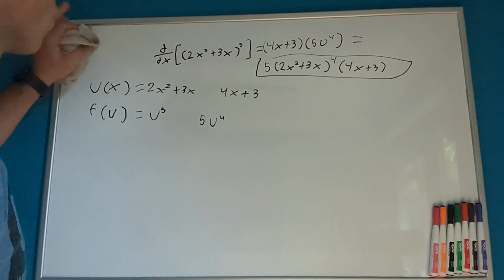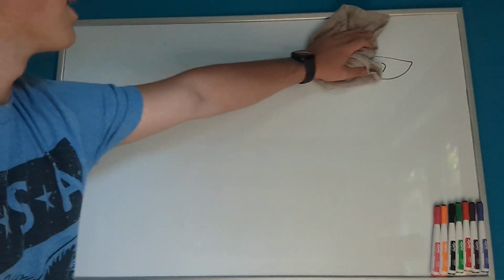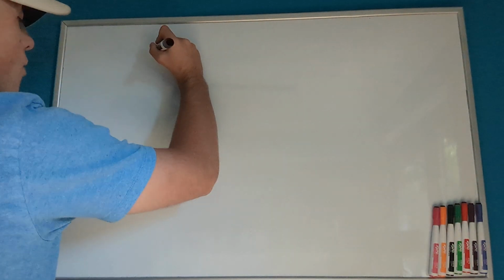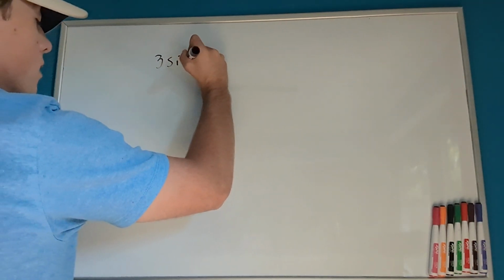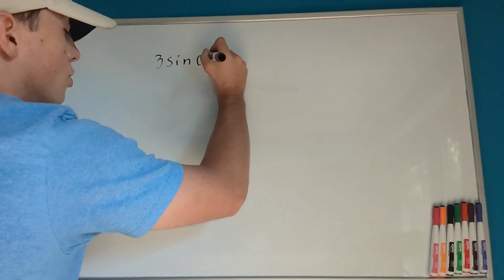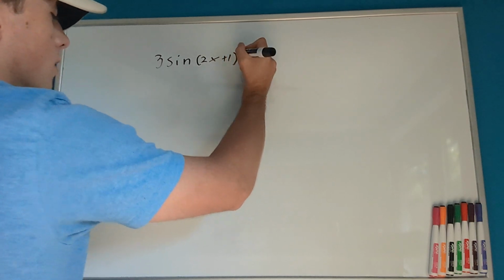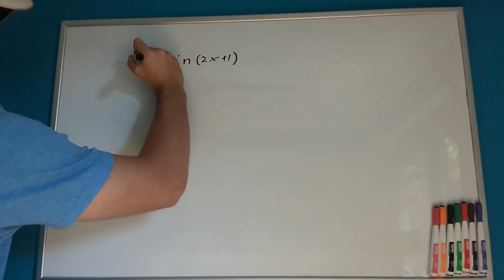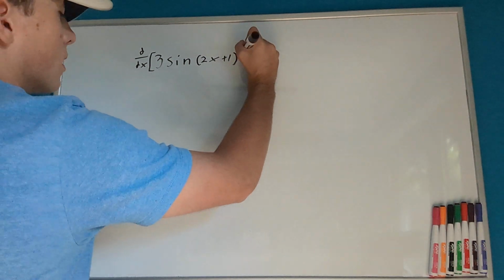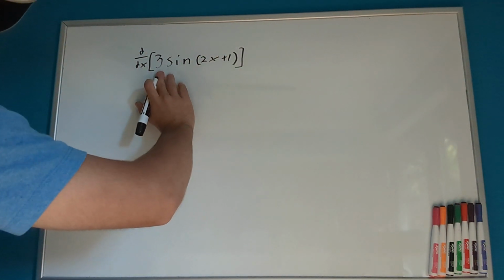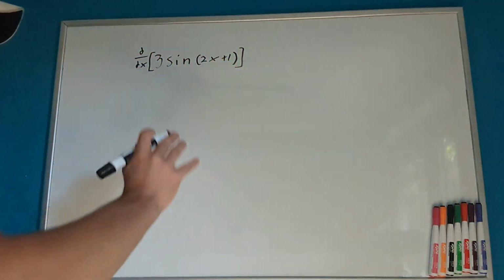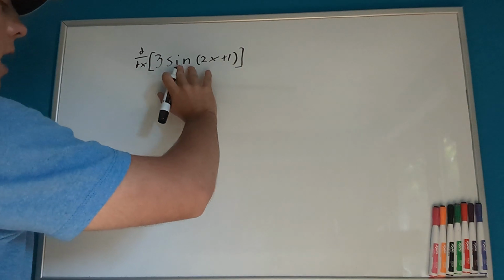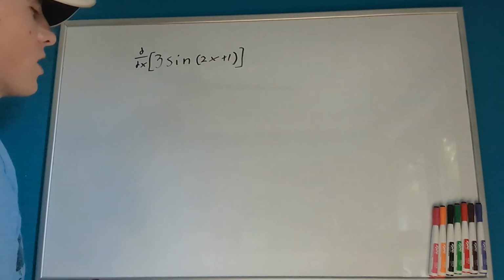So now, let's actually take a look using trigonometry. Let's do a very, very simple problem. So let's say we have 3 sine of 2x plus 1, right? And we want to find the derivative of this. Well, in our case, the 3, right, is going to stay the entire time. We're not going to touch that 3, okay? Our outside function is sine, right? And our inside function is 2x plus 1.